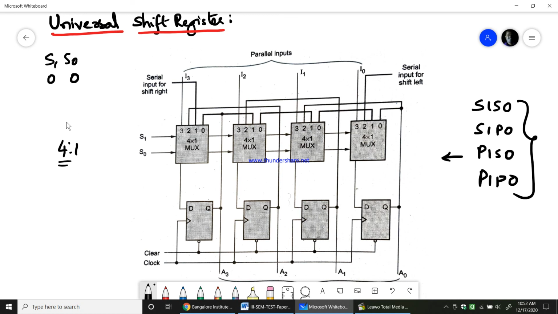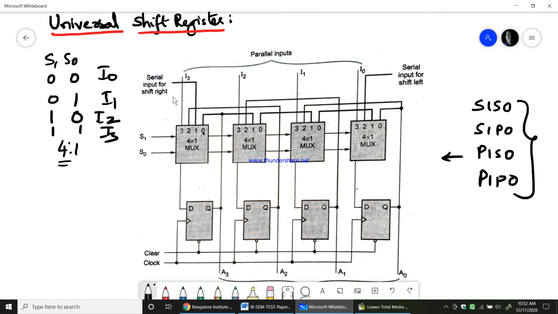If S1 and S0 are 0, 0, I0 will be selected in each flip-flop. If S1 S0 is 0, 1, I1 will be selected in each flip-flop. Then 1, 0, I2 will be selected in each flip-flop. 1, 1, I3 will be selected in each flip-flop. This is I0, I1, I2, I3 for each multiplexer. Each flip-flop, if you see, has one multiplexer connected to it.